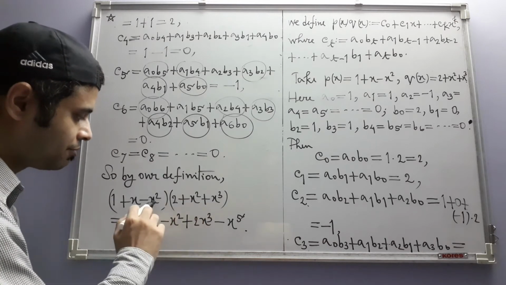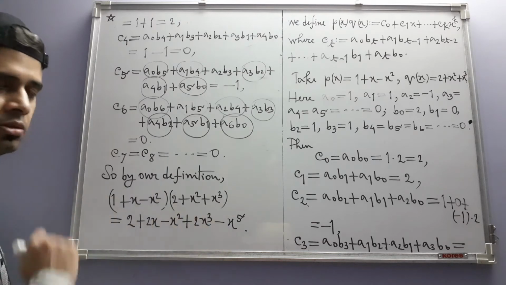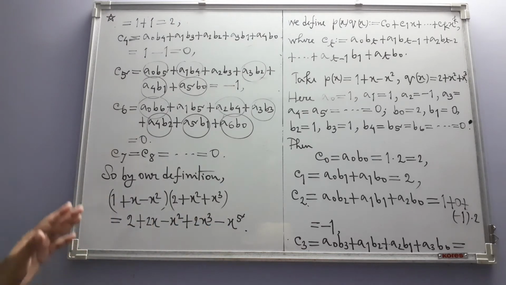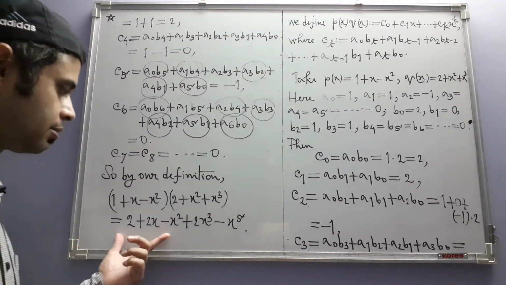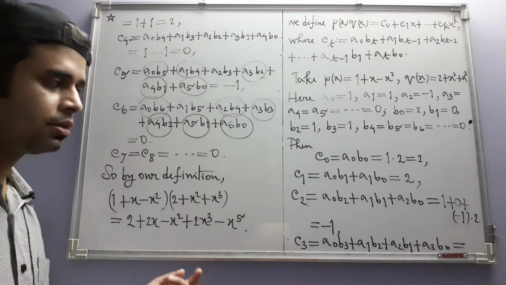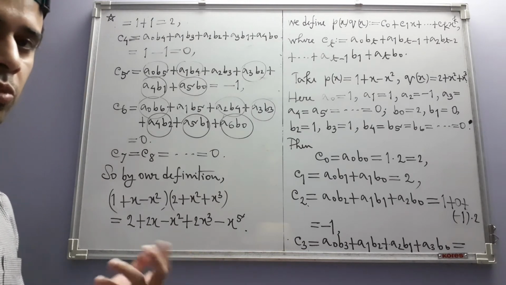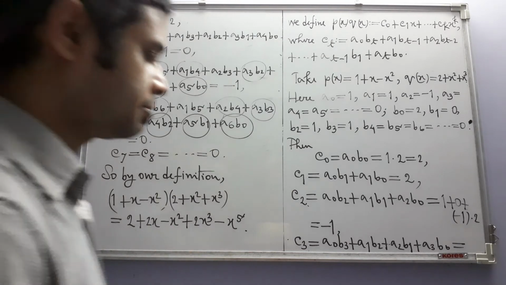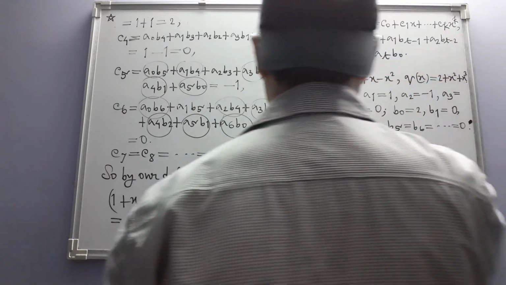And for x to the power 5 you just multiply these two, so you get this one. So you see that our definition of multiplication of polynomials is actually nothing but the high school definition presented in a slightly more rigorous manner. The end result is same.